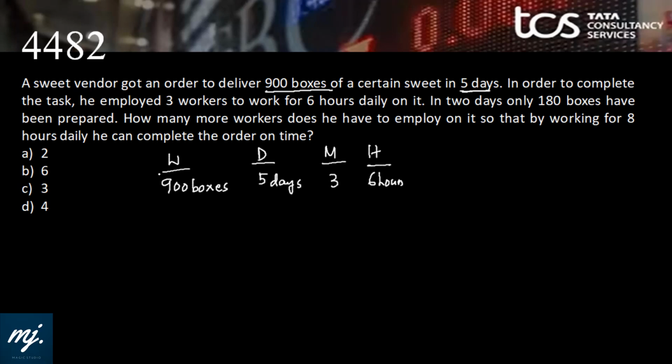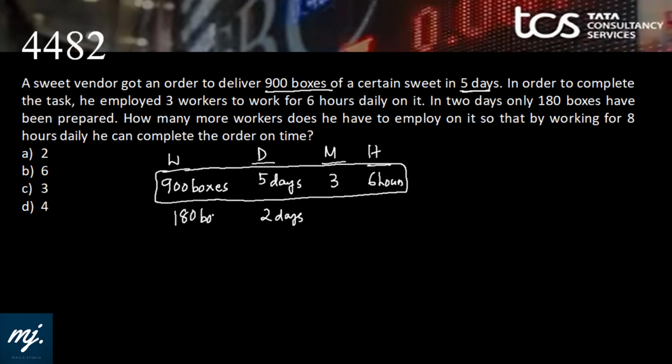This is the job to be done. In 2 days, now what happens in 2 days? Only 180 boxes are prepared. How many more workers does he have to employ on it so that by working for 8 hours daily, he can complete the order on time? Now, these 180 boxes are prepared in 2 days by 3 men who have worked for 6 hours a day. This is what has actually happened.